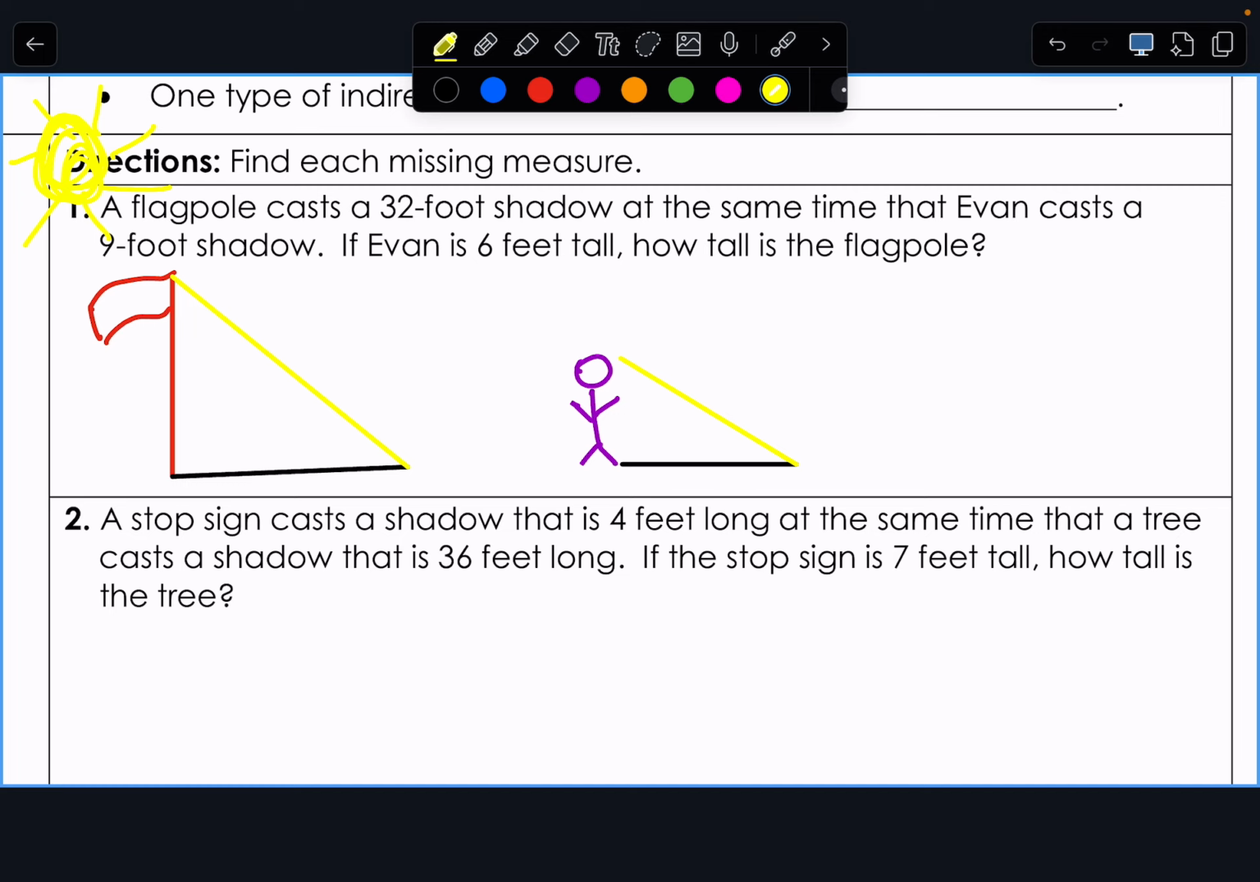What is 32 feet? Like, where does this number go on our picture? A flagpole casts a 32-foot shadow. So 32 goes right here. Evan casts a 9-foot shadow. So the 9 is going to go right here.